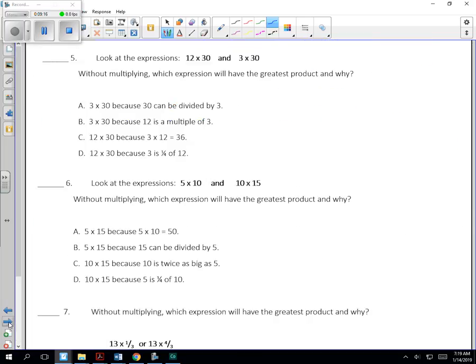Look at the expressions 12 times 30 and 3 times 30. Without multiplying, which expression will have the greatest product and why? Again, your first step is to look at the common factor of 30. And then we're going to look at the factor that changed. And that's comparing the 12 and the 3. Well, because 12 is greater than 3, 12 times 30 is going to have the greater product. So we're going to cancel out A and B.